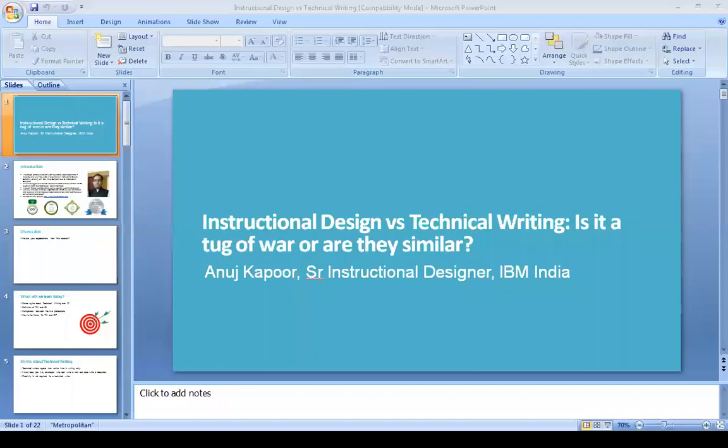Coming to our topic, a lot has been spoken about instructional design and technical writing. The two fields appear to be poles apart, but still they are as close as any other profession. So this session will bring out the similarities and the differences between instructional design and technical writing. And Anuj here will highlight how the current trends have an impact on both the fields. So Anuj, over to you now.